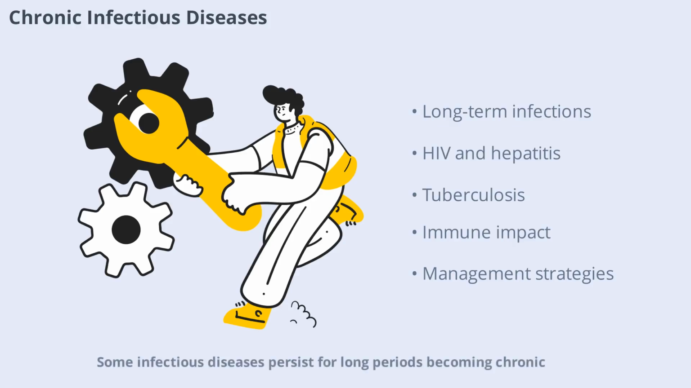Some infectious diseases persist for long periods, becoming chronic. Examples include HIV, hepatitis, and tuberculosis. Chronic infections can weaken the immune system and require ongoing treatment. Microbiology helps understand disease progression and develop long-term management strategies.